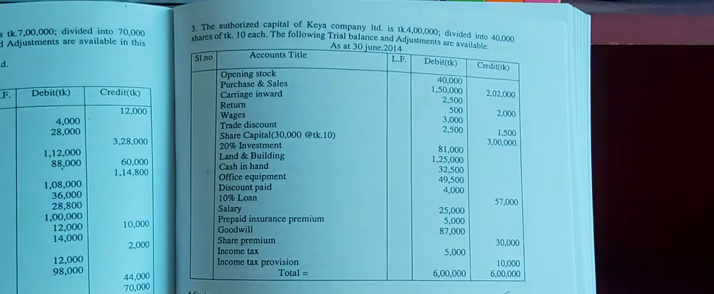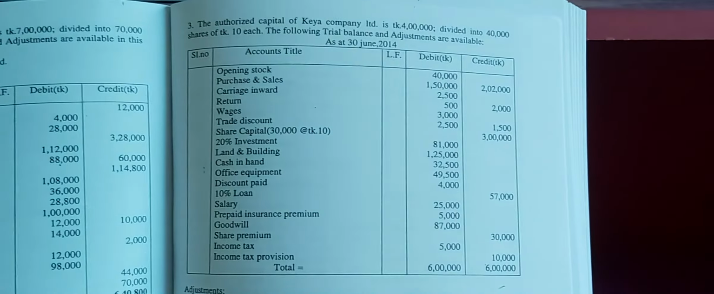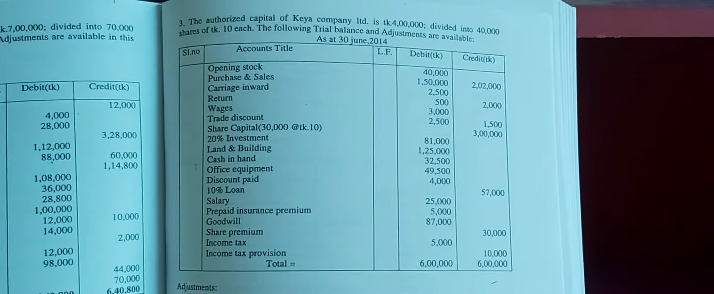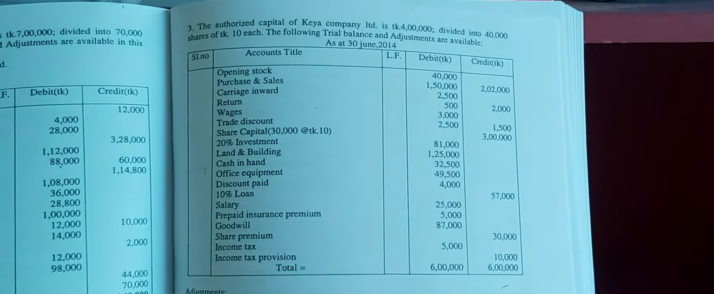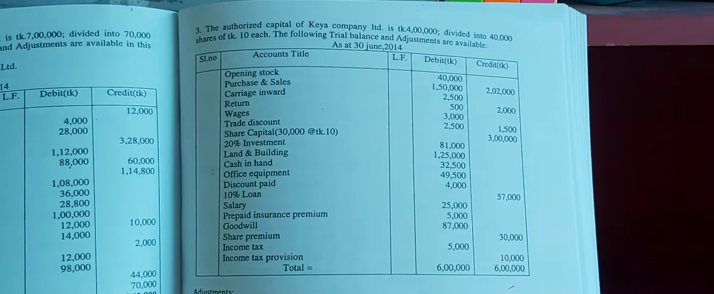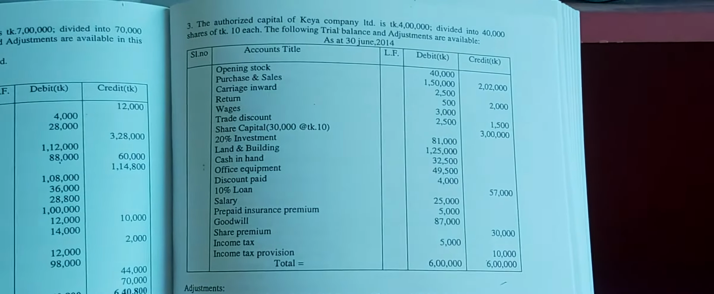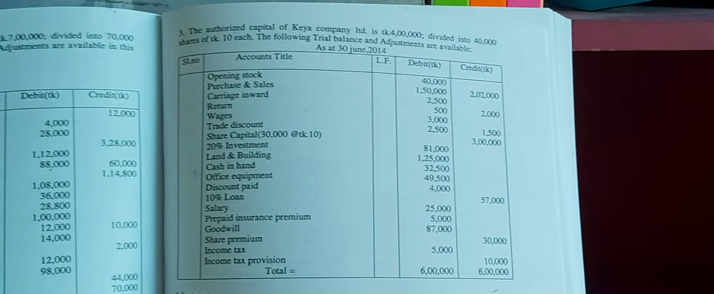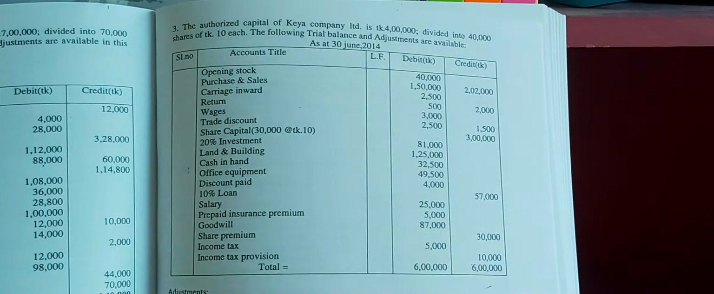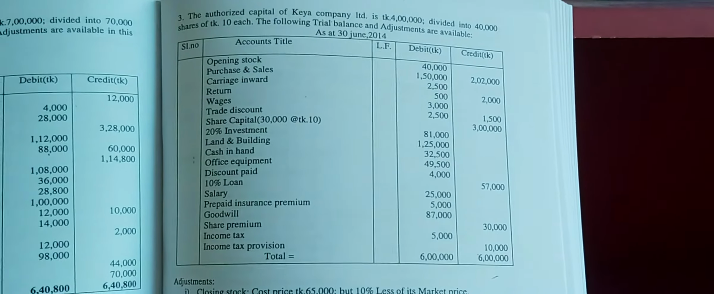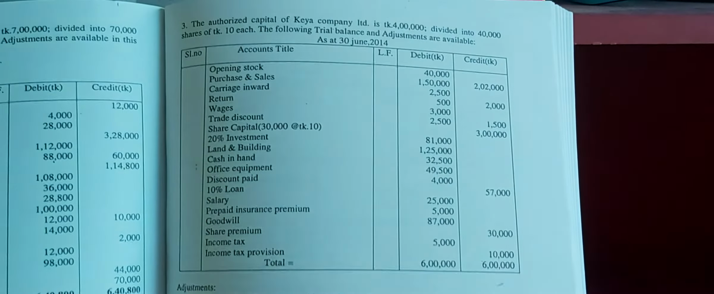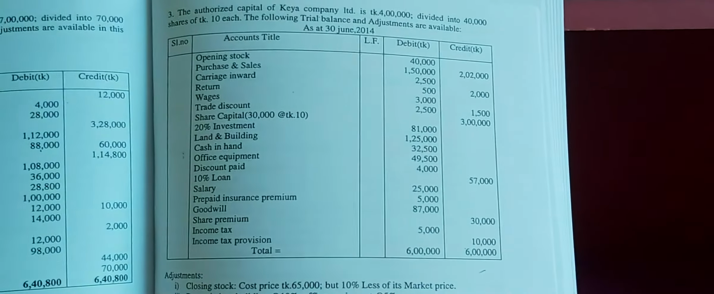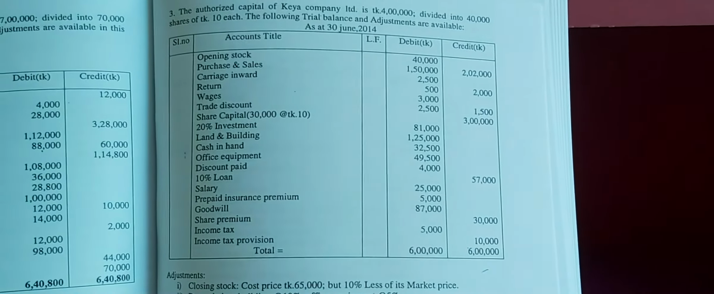I'm just reading and indicating all the items. Opening stock is one kind of item of cost of goods sold, the first item of cost of goods sold. Purchase and sales, two items are related to income statement. Purchase, one kind of expenditure, is related to cost of goods sold, and sales, one kind of revenue, is related to income statement. Carriage inward, one kind of direct expenses, is related to cost of goods sold.